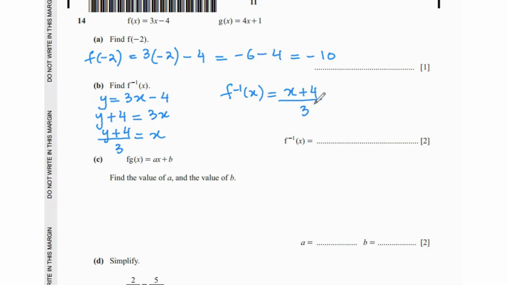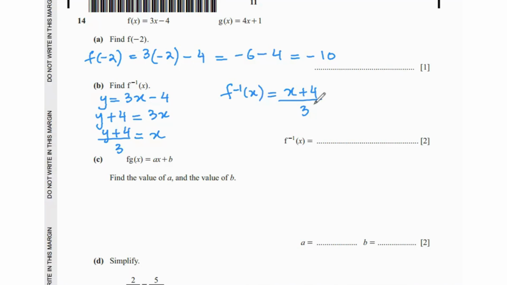Originally 3 was getting multiplied, now it's dividing. Originally 4 was being subtracted, now it's being added. So inverse is the opposite of what is happening in the equation. Then f of g(x) equals ax plus b. Find the value of a and the value of b.